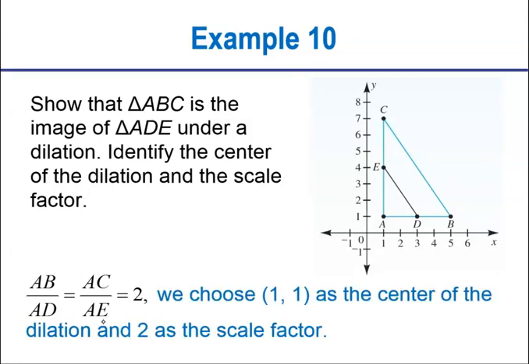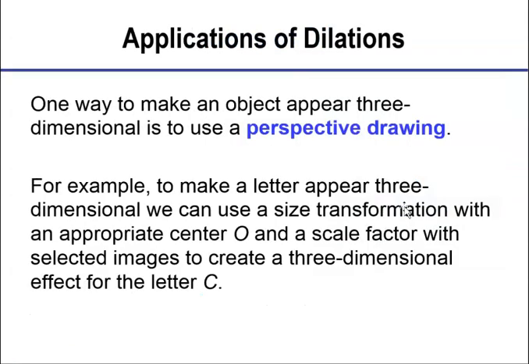And we choose 1, 1 as the center of the dilation and 2 as the scale factor. So again, 1, 1 is that corner where the 2 fit together, okay? And then we just scale from there, from our center, A, or 1, 1. How about applications of dilations?